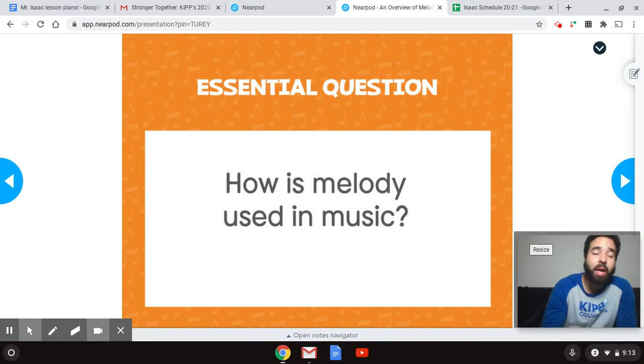Today, we are going to review what we worked on Thursday, which was the melody Nearpods. So far, we've done tempo. So far, we've worked with dynamics. So far, we worked with notation, writing the notes, and also rhythm.